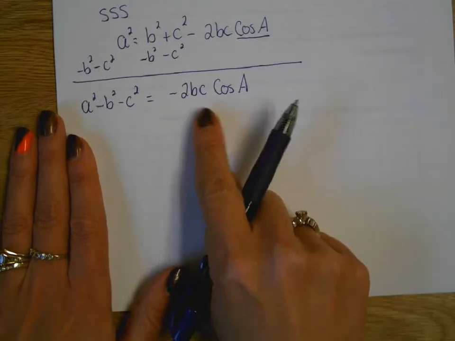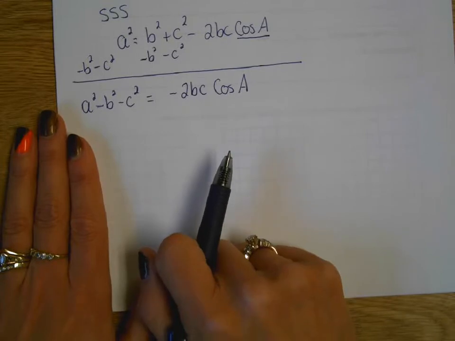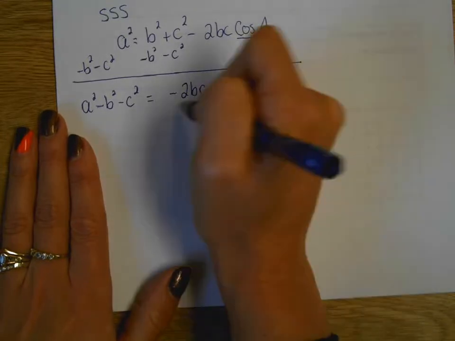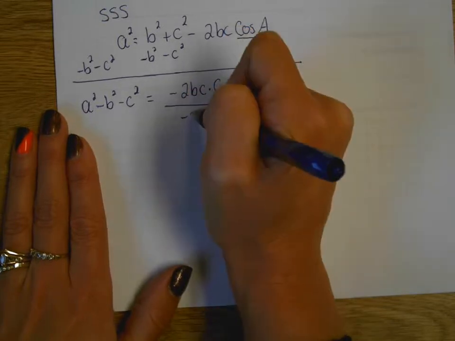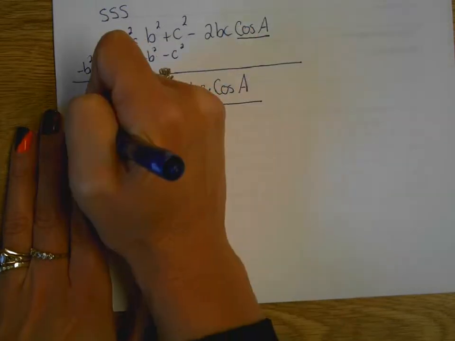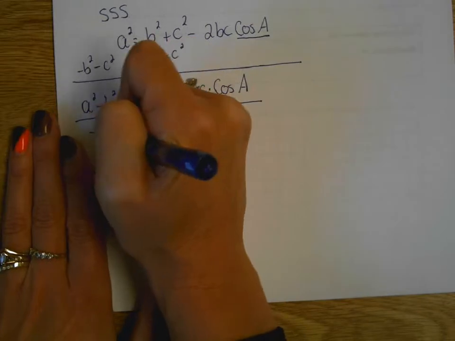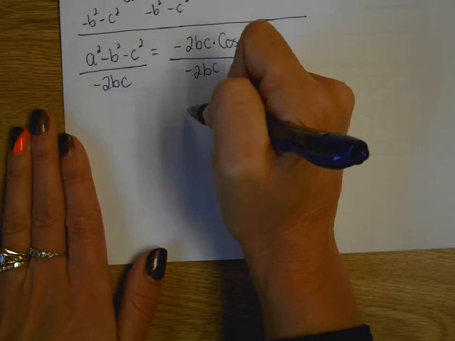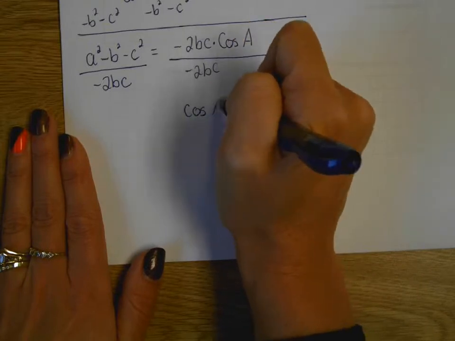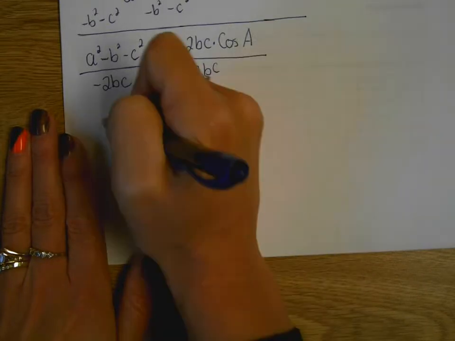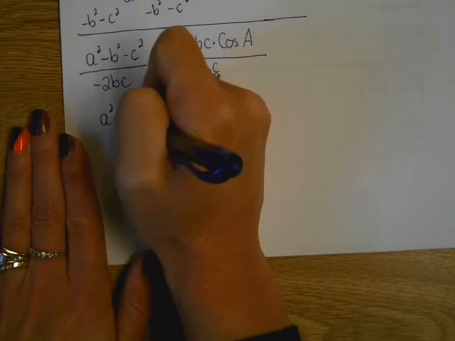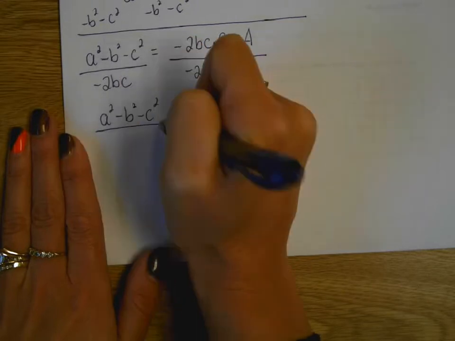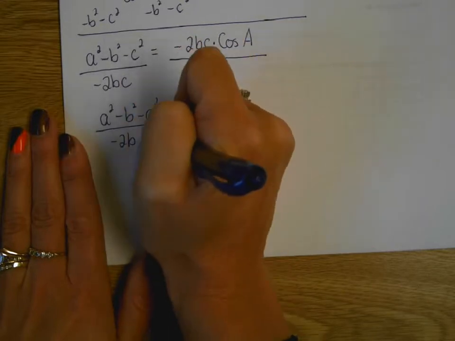How do I get rid of that negative 2BC that's attached to my cosine of A? Divide. Divide, because it's being multiplied there, so we're going to divide by negative 2BC. So you divide this whole side by negative 2BC. So that would tell me that the cosine of A equals A squared minus B squared minus C squared all over negative 2BC.